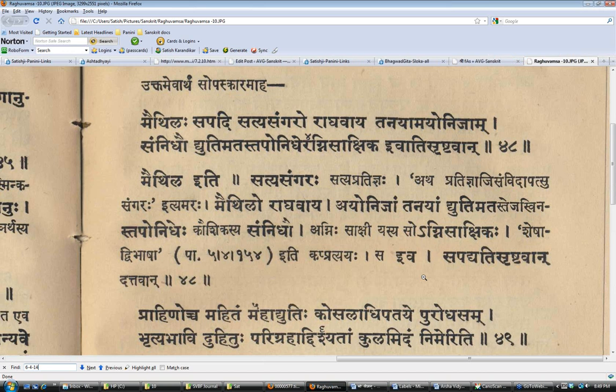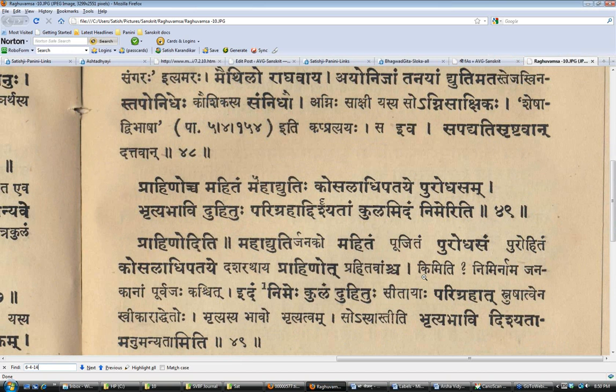Prahinocha mahitam mahajyutihi kosaladhipataye purodhasam vrityabhavi duhituhu parigrahad dishyatam kulam idam nimeriti.